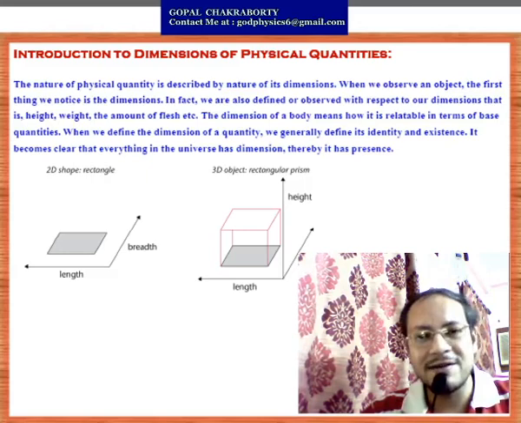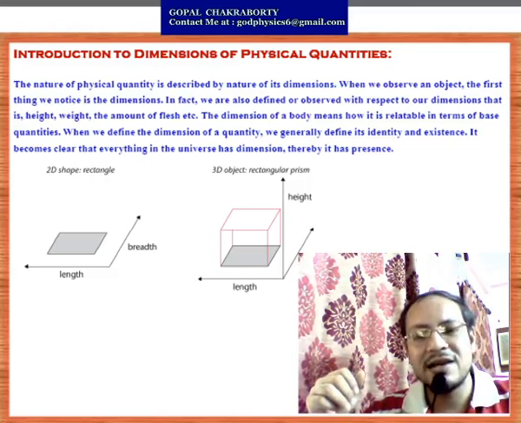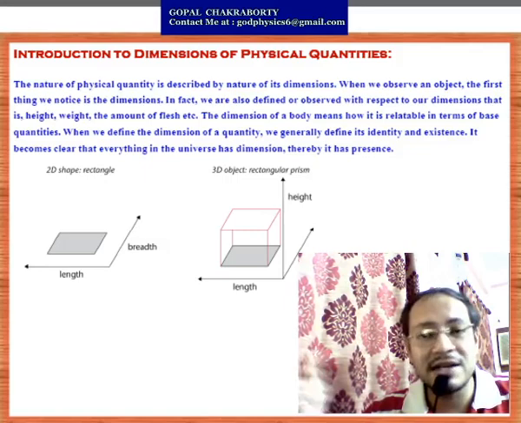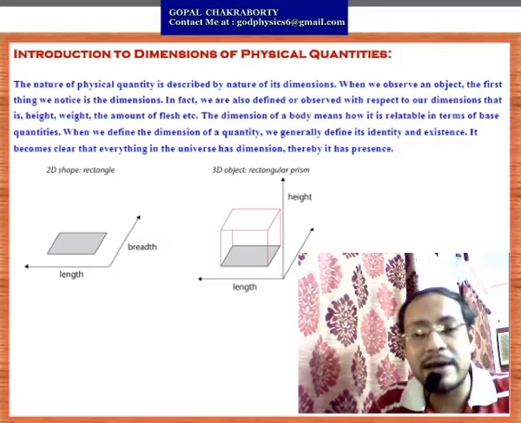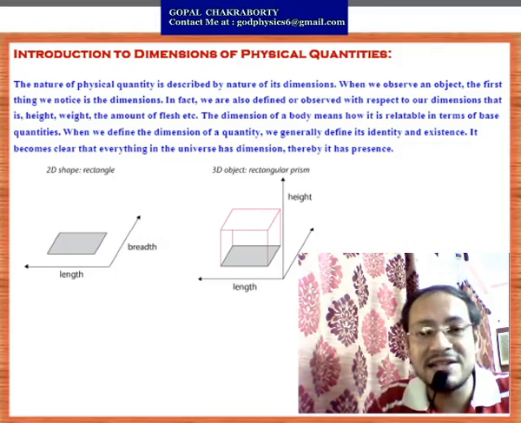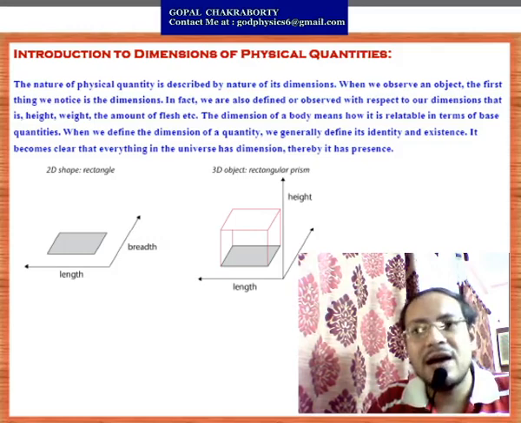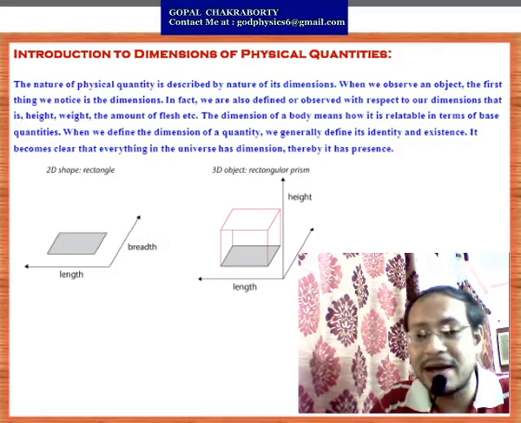See here, if you express area, that is a two-dimensional case. Area has the unit meter square. So you need to know the dimension of that meter, so that meter square can be expressed in that way. And if it is a volume, it will be in three dimensions. In that case, again, meter cube, the basic one is meter. So you need to know the dimension of meter.